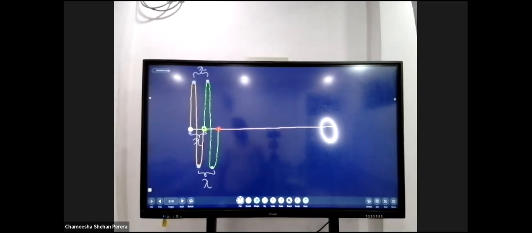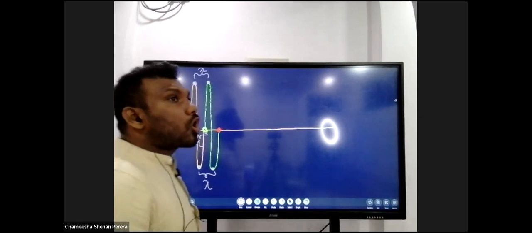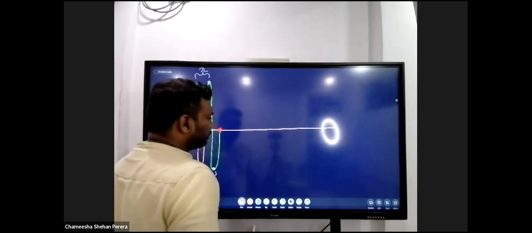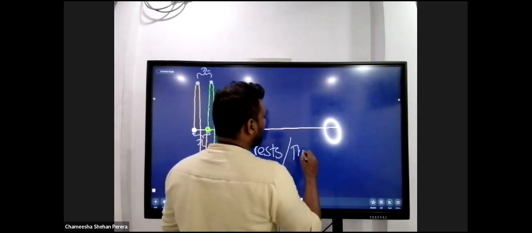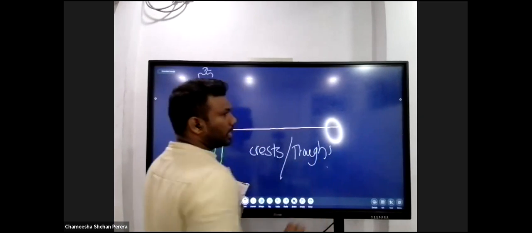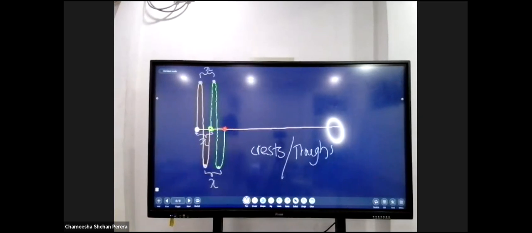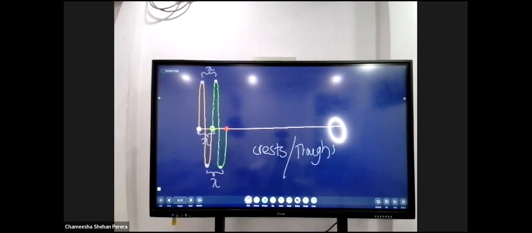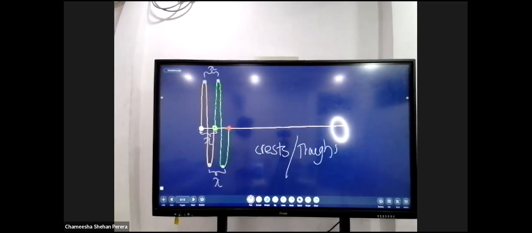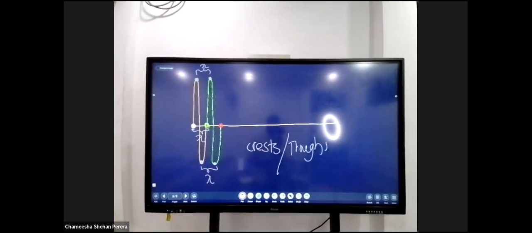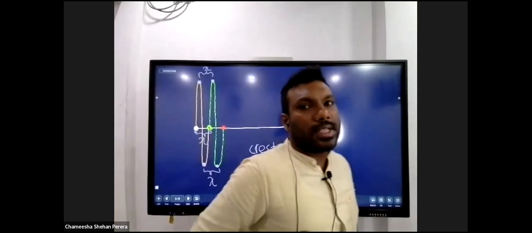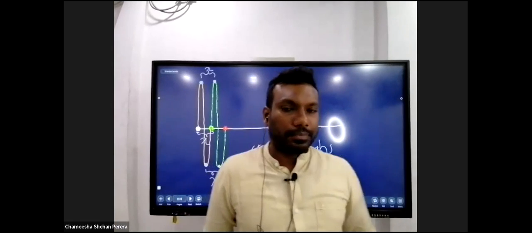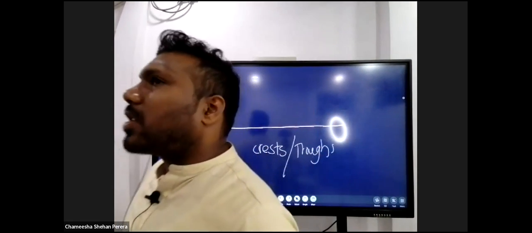So then you can write like this: the distance between two consecutive crests or troughs of a transverse wave is called the wavelength.